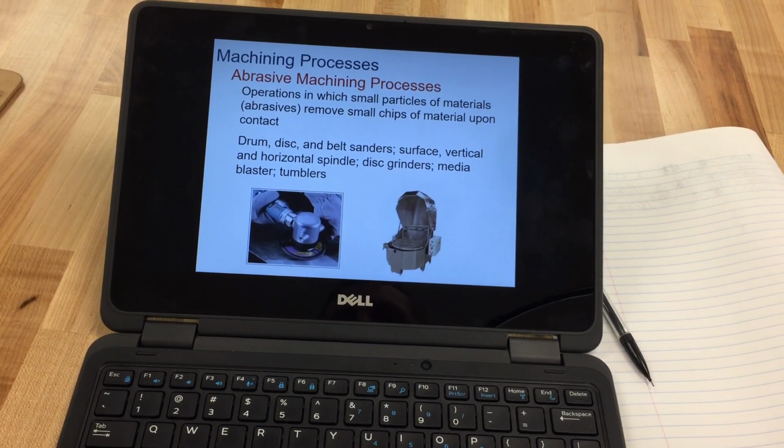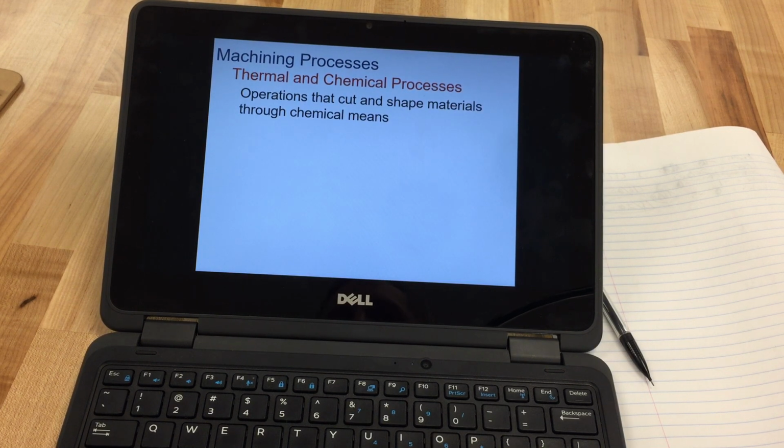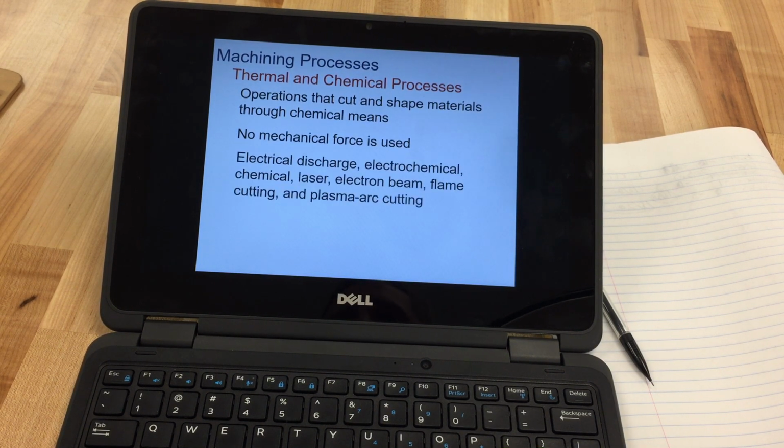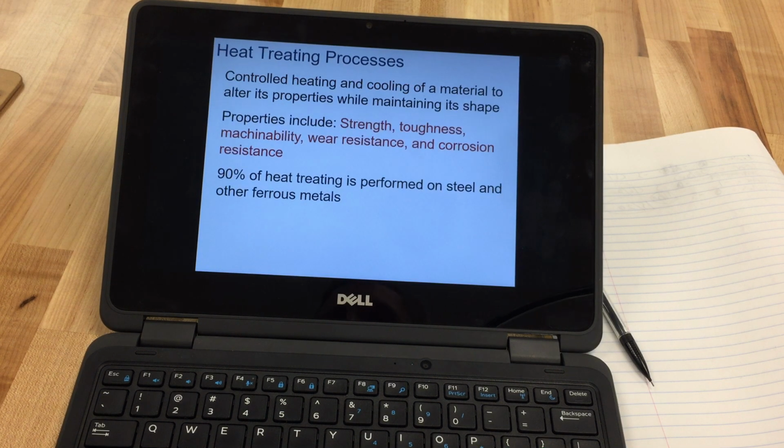Abrasive machining could be things like belt sanders, spindle disc grinders, things like that. Thermal and chemical processes are operations that cut and shape materials through chemical means, so no mechanical force is used. Laser. Hopefully by the time you are watching this video, we'll have the laser cutter, but I'm using other processes to remove material. Grinding, sawing, machining, milling, those are all in there.